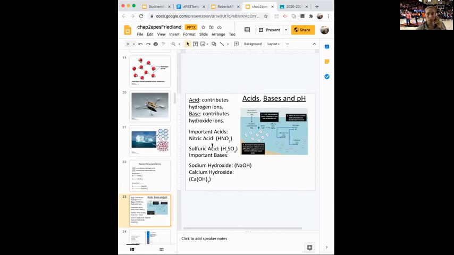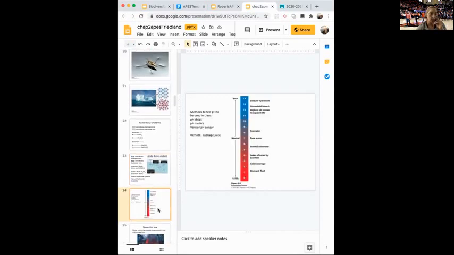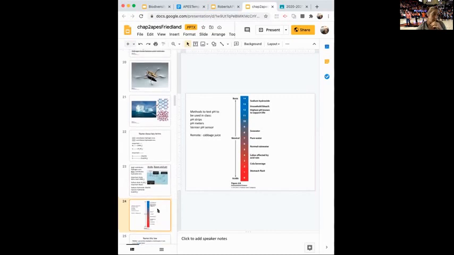And some important acids for acid rain are nitric and sulfuric. We'll talk about what emits these kind of acids that then mix with rain to cause acid rain. And then sodium hydroxide and calcium hydroxide. So we measure this on something called a pH scale. pH stands for the negative log of the hydrogen ion concentration in solution. And you don't need to know the details of that until you're in grad school.